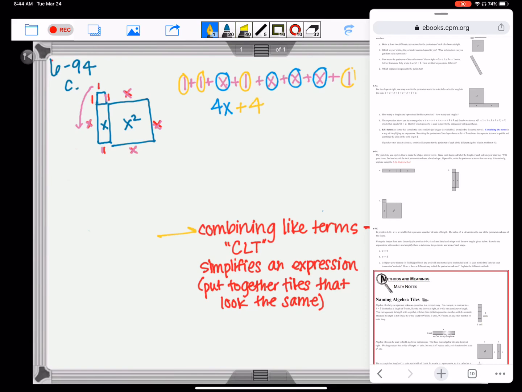And what do we do? We combine like terms. We put together the tiles that are the same.